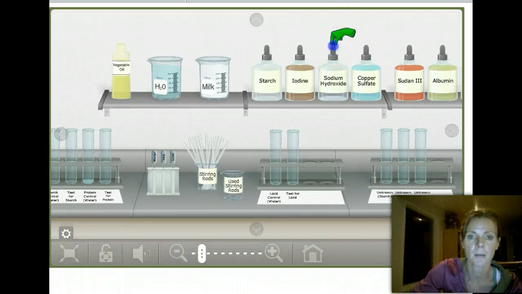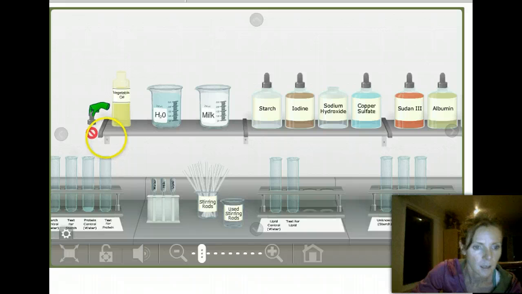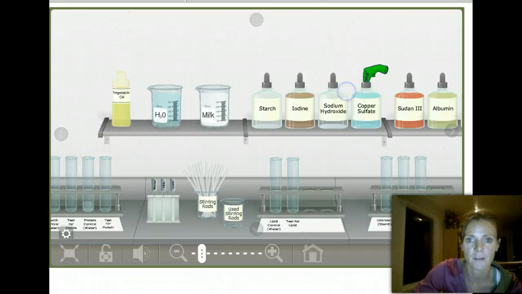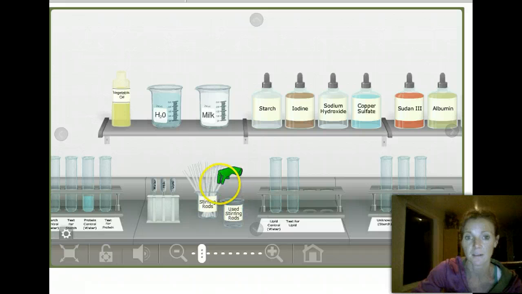So remember, sodium hydroxide into the water, and then copper sulfate. Both of those need to go in to test for protein. Okay, so notice that it didn't change in color, it just stayed kind of that blue color, which is the color of this copper sulfate. So that's a negative test. Okay, so we just did that.